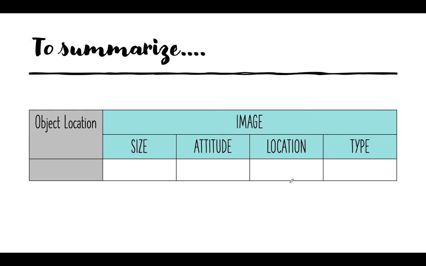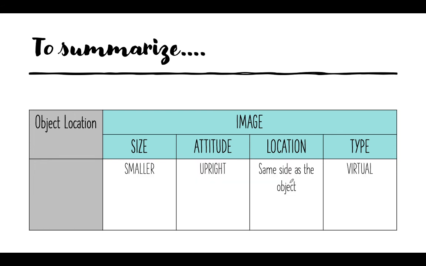Just like we did for that previous example, because there's only one scenario, this becomes a very easy chart to fill out. Size is smaller, attitude's upright, location is same side as object, and the type is virtual. That's it for this particular lesson. You don't have any homework, but please, please, please make sure that you understand each of those scenarios really well, including the light lines.